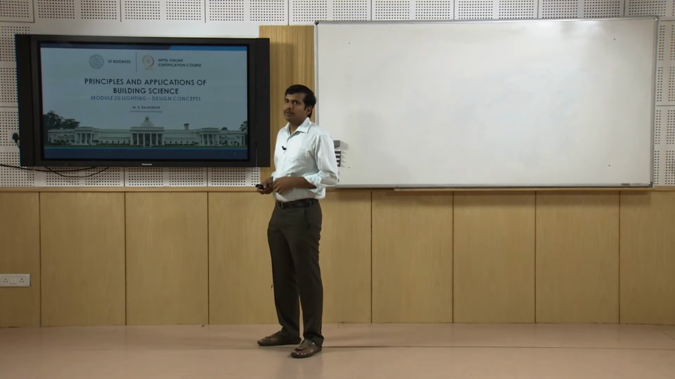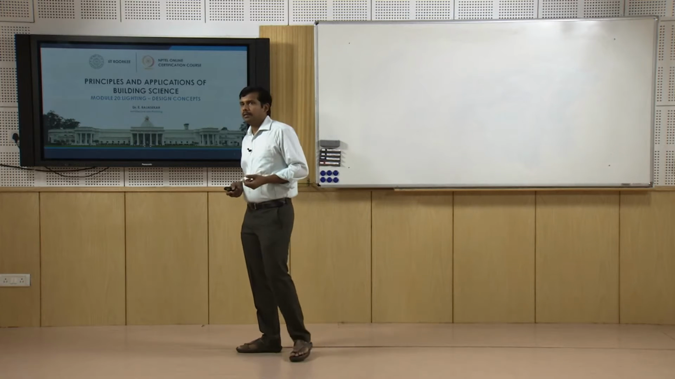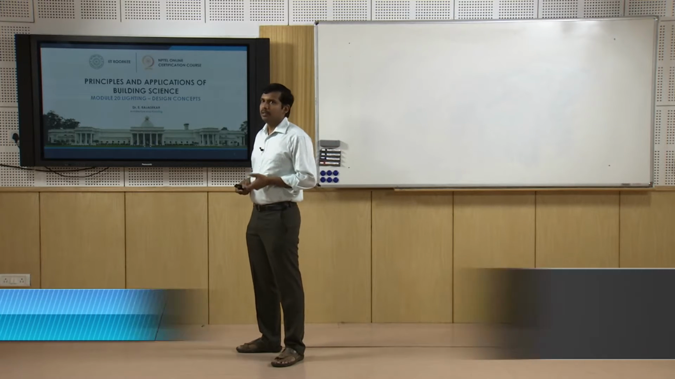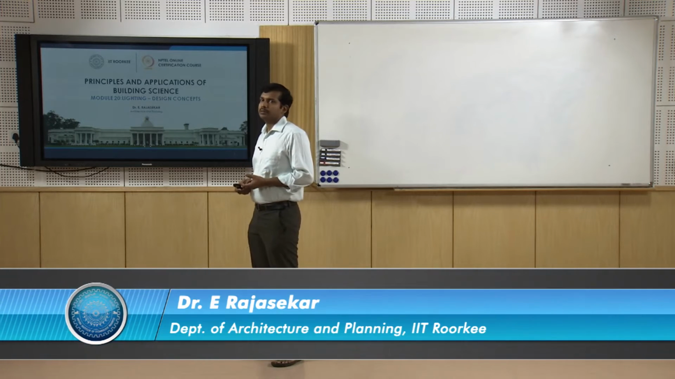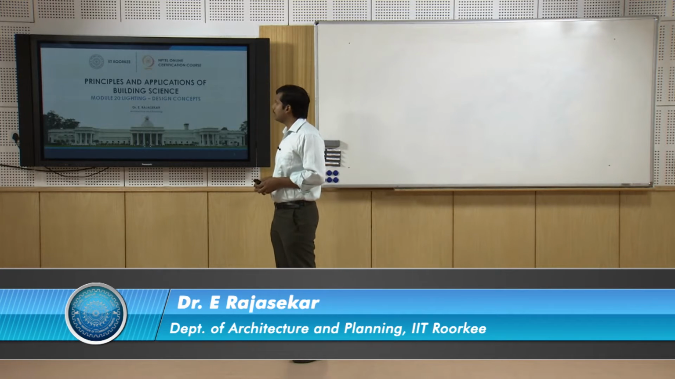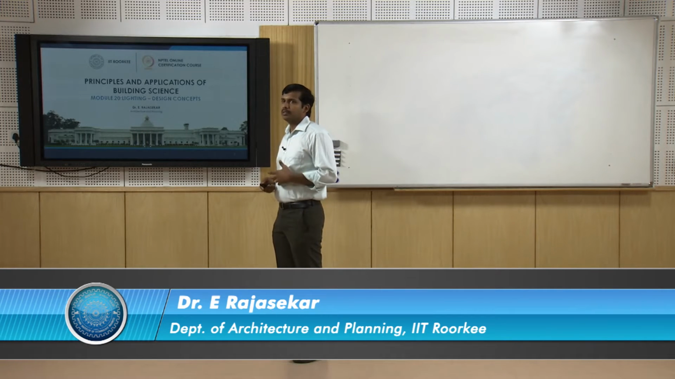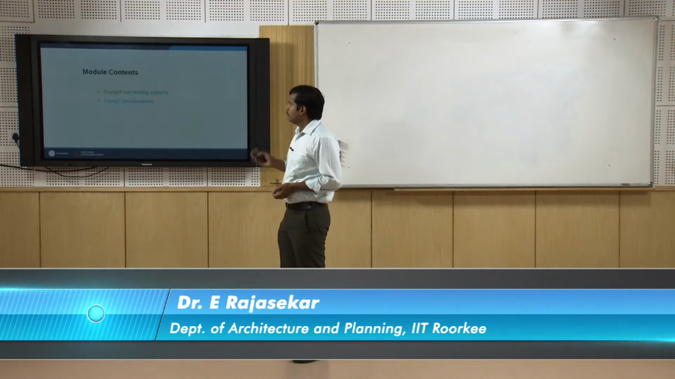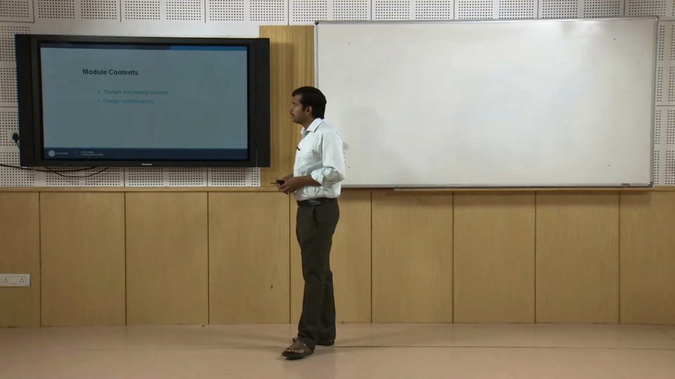In the last module we looked at the basics of lighting, that is the indices which are used in lighting like illuminance, luminance, a few parameters we looked at. In this section we will look at design concepts, how you can harvest daylighting. So, primarily we will look at daylight harnessing systems.